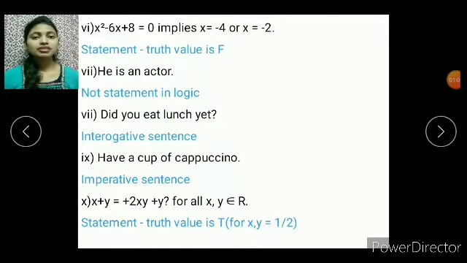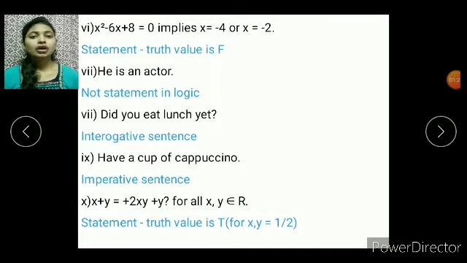6. x square minus 6x plus 8 is equal to 0 implies x is equal to -4 or x is equal to -2. This is a statement, and the truth value of this statement is false. It is denoted by the letter F. If we solve this equation, then we get x is equal to 4 or x is equal to 2. 7. He is an actor. This is not a statement in logic.